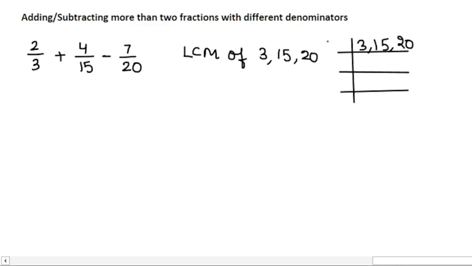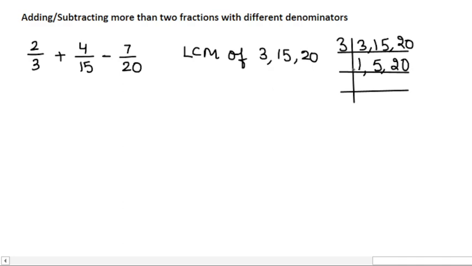So we must think of a prime number which divides at least two of these numbers here. The smallest number that I can think of here is 3, as 3 divides both 3 and 15. So 3 ones are 3, 3 fives are 15, 3 does not divide 20. So we write 20 as it is.